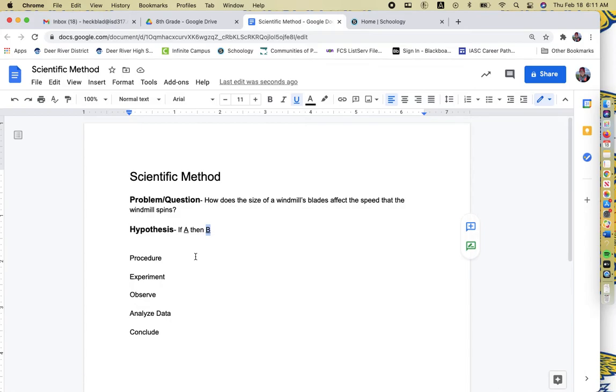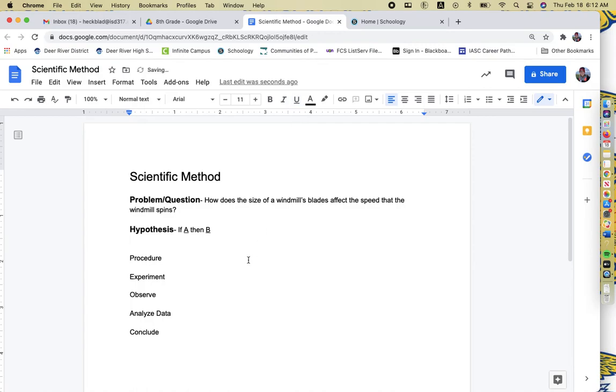So, for example, if my hypothesis was going to be related to something that's not windmills, say it was plant growth, and I said, if you provide a plant with more light, then the plant will grow faster. So when I'm designing my experiment, I'm going to be looking at that more light, that would be my A, and I would be altering how much light I give a plant and then measuring how much they grow. So if A, then B.